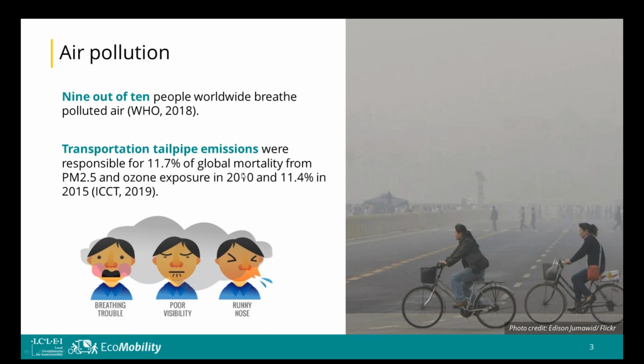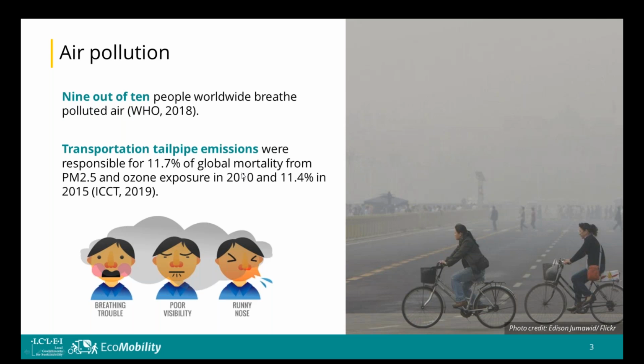Studies also find that transportation tailpipe emissions contributed to 11% of global mortality from ambient particulate matter and ozone exposure in 2010, and 11.4% in 2015. Without major changes in urban development, investment, and policy, transport emissions are projected to skyrocket. That's why a paradigm shift is needed to redefine mobility and go beyond merely providing transport by focusing on residents' quality of life.